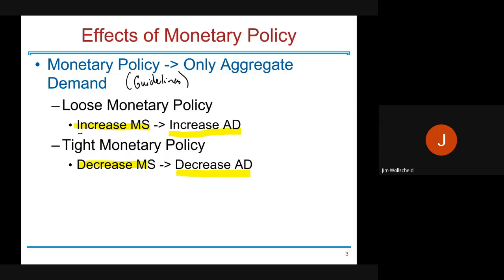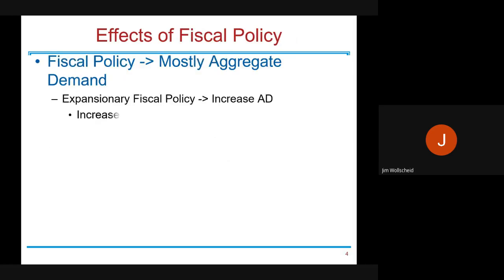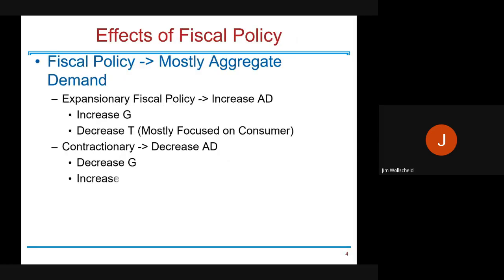So these are the guidelines. When we talk about this, always think, okay, if the Fed increased the money supply, I need to make sure aggregate demand is going to increase. If it decreases the money supply, I need to make sure aggregate demand decreases. Just like we have tight and loose for monetary policy, for fiscal policy we have expansionary and contractionary. So these are the guidelines.